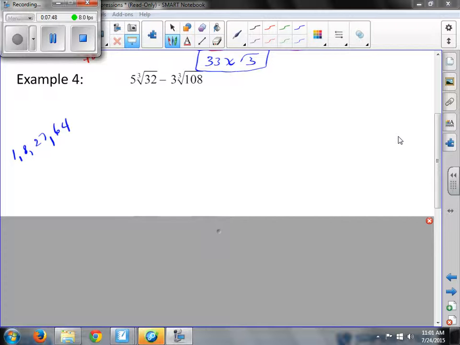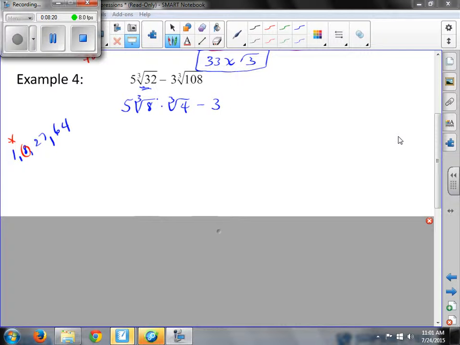Okay, continuing with example 4, I have 5, and then I have the cube root of 32. Let's see, what perfect cube? I have listed the cubes over here. 1 cubed is 1, 2 cubed is 8, 3 cubed is 27, 4 cubed is 64. Let's see, which one will go into 32? That must be the 8. So we're going to say the cube root of 32 is the same as the cube root of 8 times the cube root of 4, minus 3.